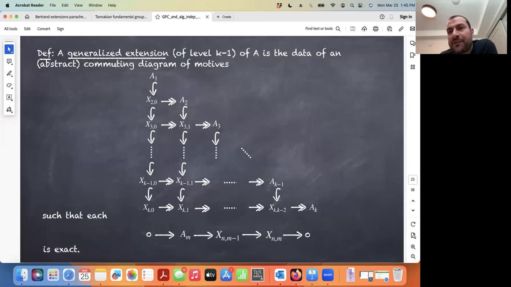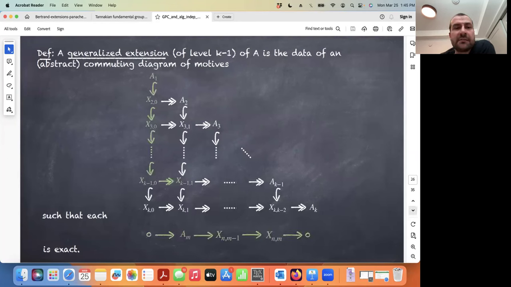Now, of course, if my condition is just that, these motives can become huge. I need some condition to control the size of these things so that this really does become the thing that I'm interested in. And the condition is that each of these is an extension, an exact sequence.